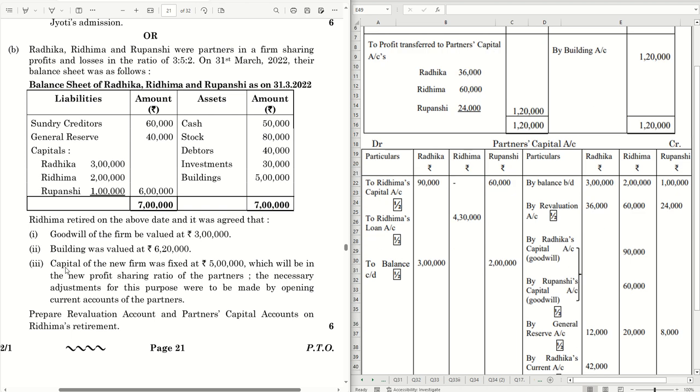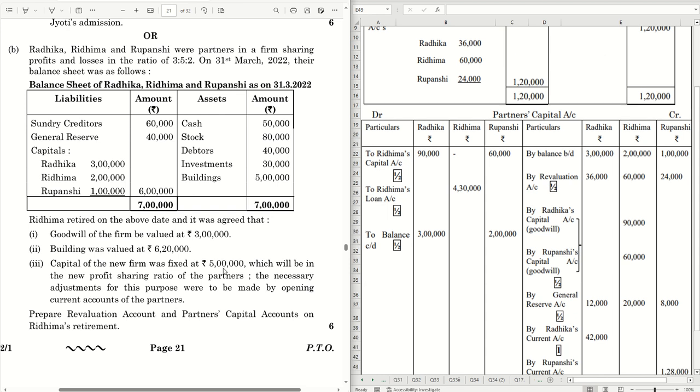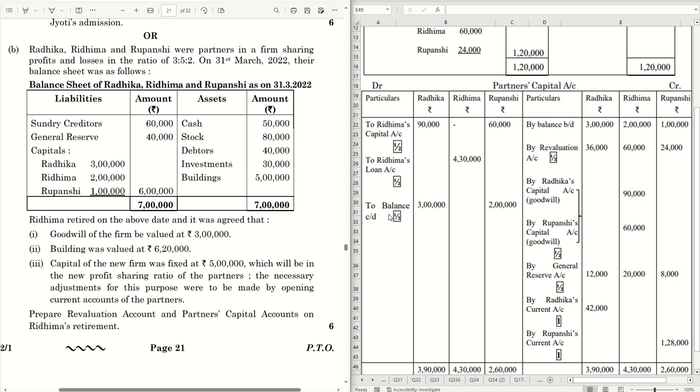Point number 3. Capital of the new firm was fixed at 5 lakh, which will be in the new profit sharing ratio of the partners. The necessary adjustments for this purpose were to be made by opening current account of the partners. This will be a straightforward calculation. If 5 lakh is the total capital of Radhika and Rupanshi going forward, this is going to be the closing capital. Then in the ratio 3 is to 2, that becomes 3 lakh and 2 lakh. Straight away, you can write here to balance c/d, 3 lakh and 2 lakh. After doing this, your closing capital is done for the continuing partners.